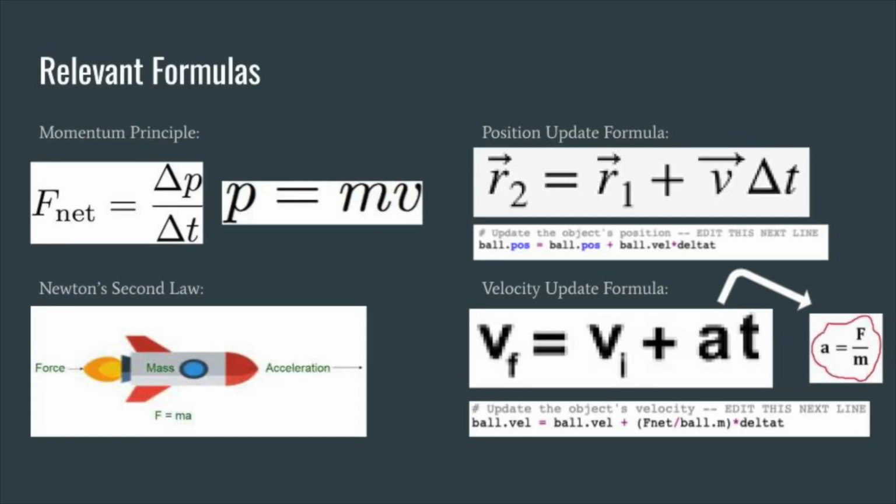Some relevant formulas for this experiment are the momentum principle and Newton's second law, which are connected to one another, and then the position update formula shown on the top right of the screen with the code below it, and the velocity update formula on the bottom right hand side of the screen. The velocity update formula is similar to the one shown, but A would be replaced by force over mass.